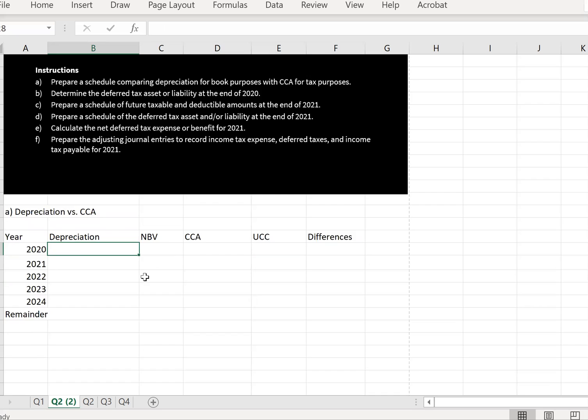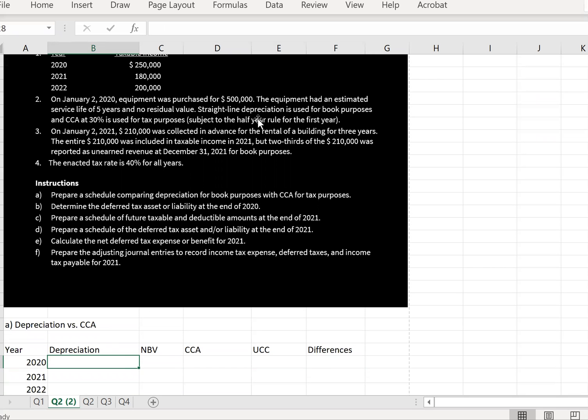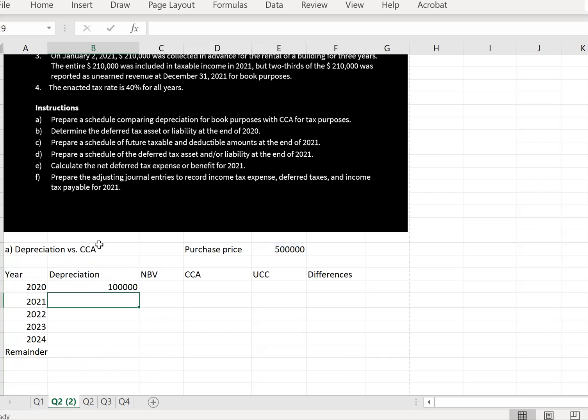Okay, so let's start by figuring out what depreciation is. We should know that for accounting purposes. So it says 500,000. So let's just put purchase price 500,000. And for accounting purposes, 5 years, no residual value. So I'm simply going to take the purchase price and I'm going to drag this formula down. So I'm just going to lock it in and I'm going to divide it by 5 years. So that means I'm going to have depreciation of $100,000 per year. And I'm going to drag this down. So that's 5 years of 100,000.